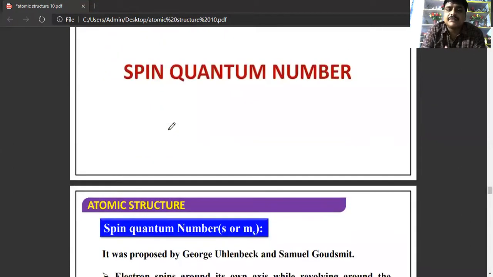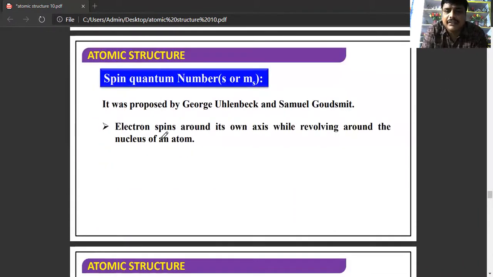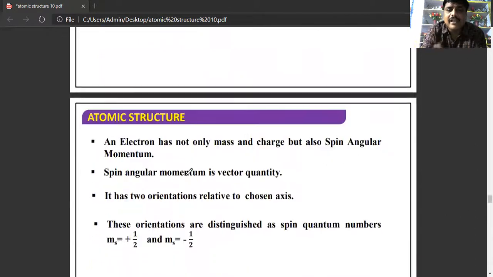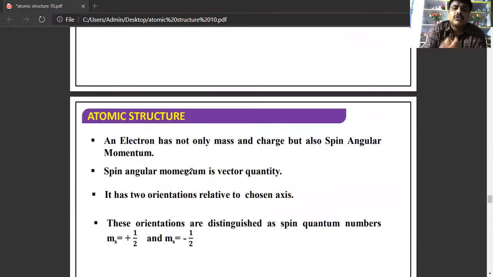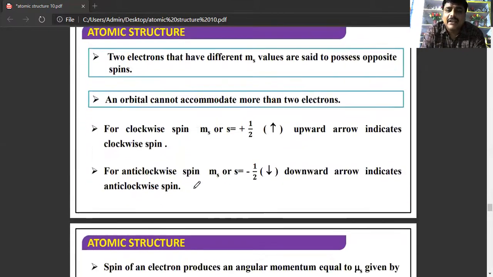The last one is the spin quantum number. The spin quantum number was proposed by Uhlenbeck and Goudsmit. It is denoted by the letter S. It explains the spinning of electrons. An electron spins around its own axis while revolving around the nucleus of the atom. So an electron has not only mass and charge but also spin angular momentum. Spin angular momentum is always a vector quantity. It has two orientations: one is plus half and the other is minus half.